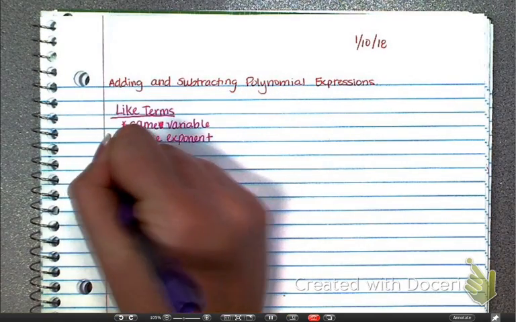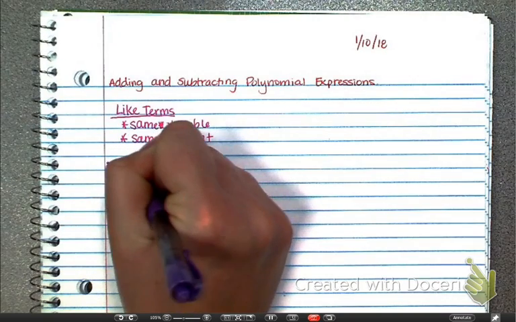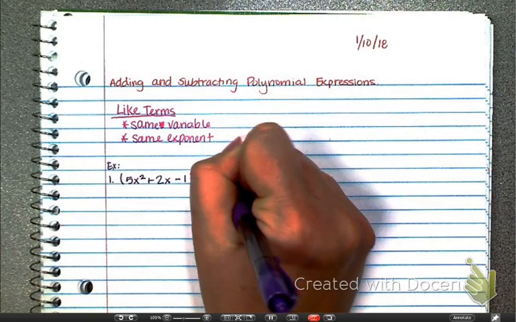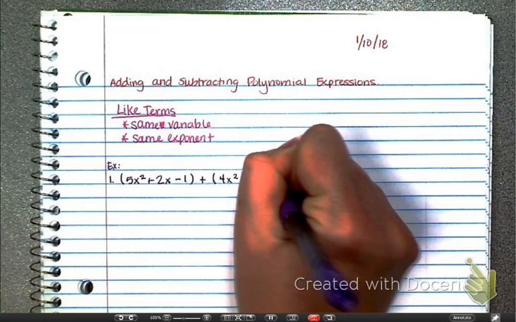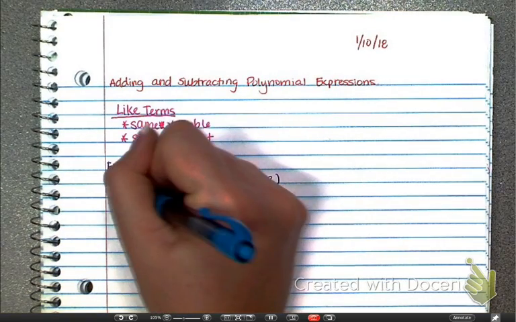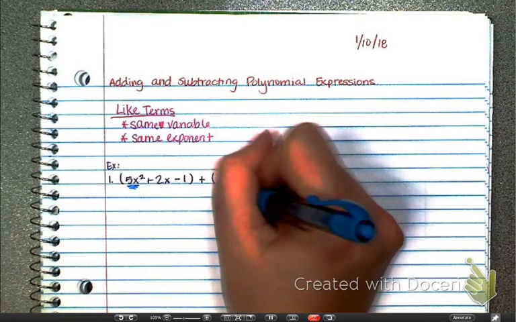So let's look at our first example. So we have 5x squared plus 2x minus 1, and then 4x squared minus x plus 2. Now, when we are writing and combining like terms, we need to write it in standard form, which means we have the highest exponent first, and we go down to the constant, so in descending order. So the highest exponent that I see is an x squared. I see an x squared there, and an x squared there.